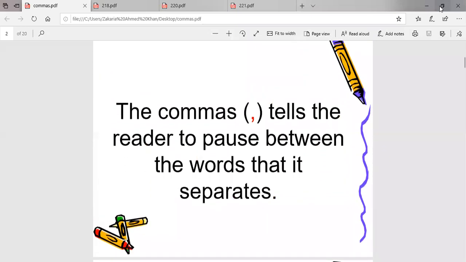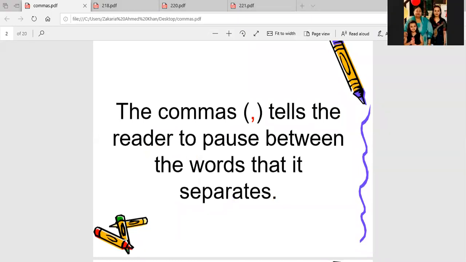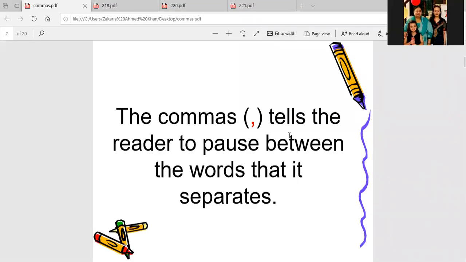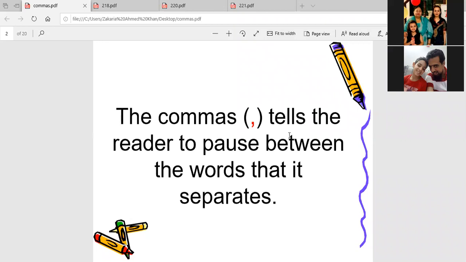Okay, now first we need to know what a comma is. Adam, can you read it, please? An informational paragraph gives facts on a topic. It usually begins with a topic sentence. Adam, I cannot hear you. Are you reading what is on my screen? Something that is on the screen. The comma tells the reader to pause between the words that it separates.